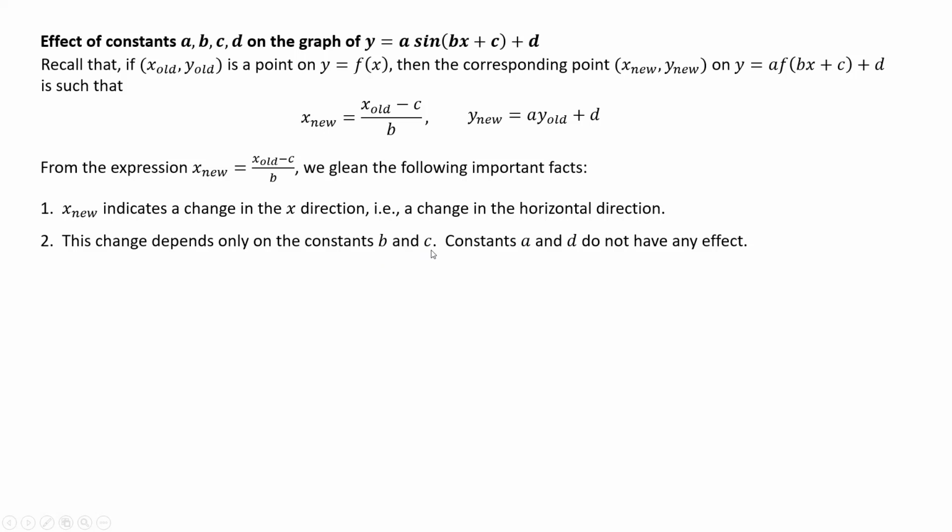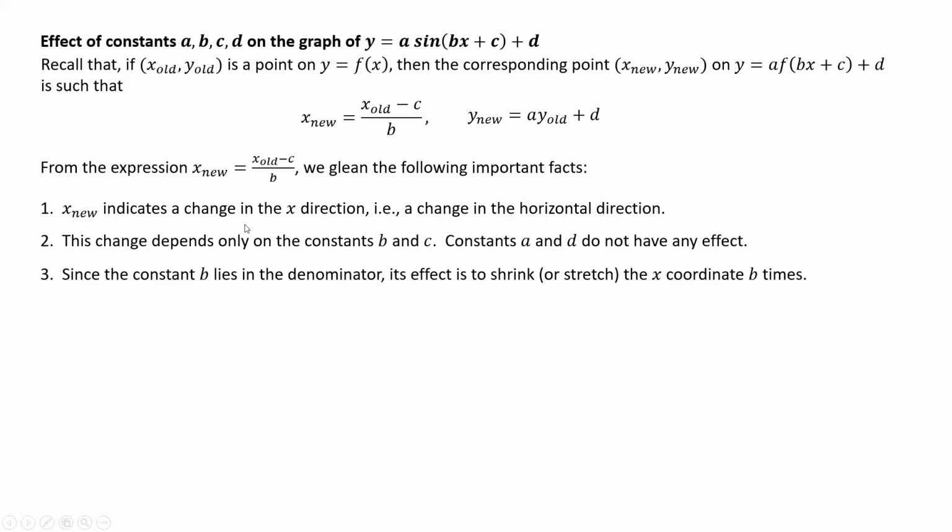I'm making a statement like that. Where did I get that idea from? If you said that it comes from this, you're absolutely right. Notice this expression for x new doesn't have any a or d in it. The terms a and d do not appear here at all. So that means only c and b affect the changes in the x direction. Constants a and d do not have any effect on the change in the x direction.